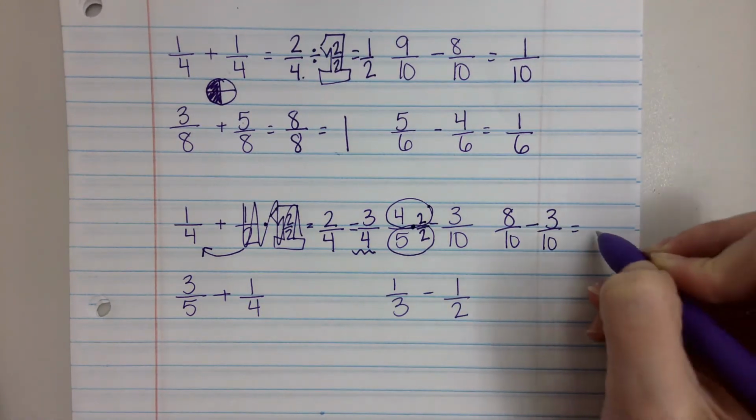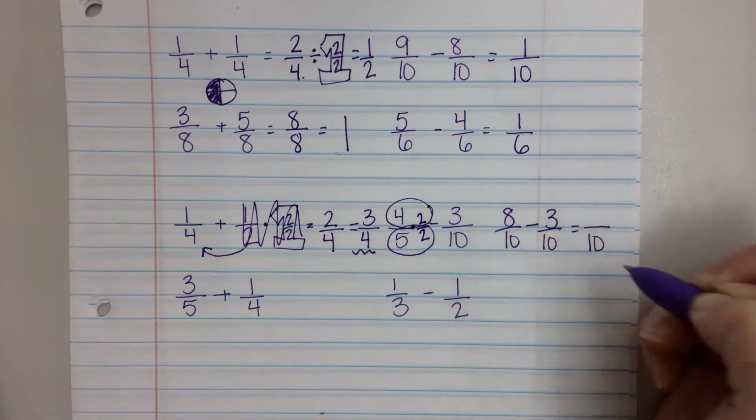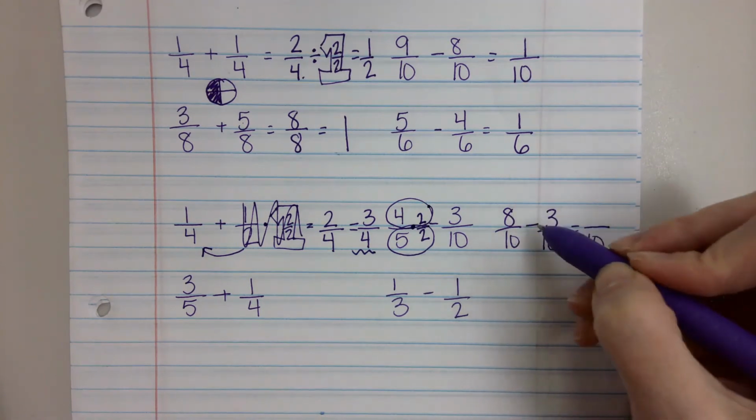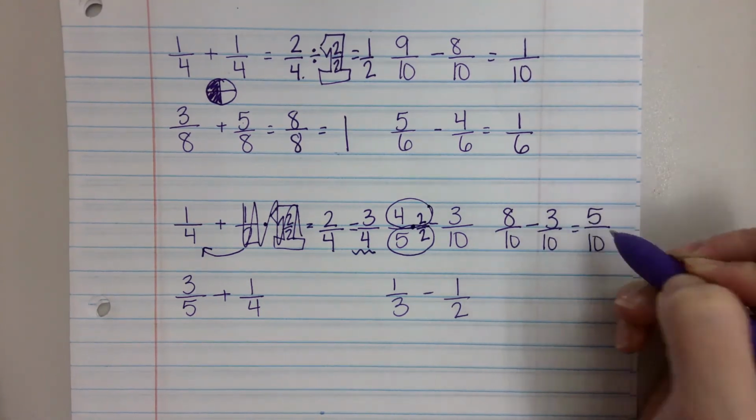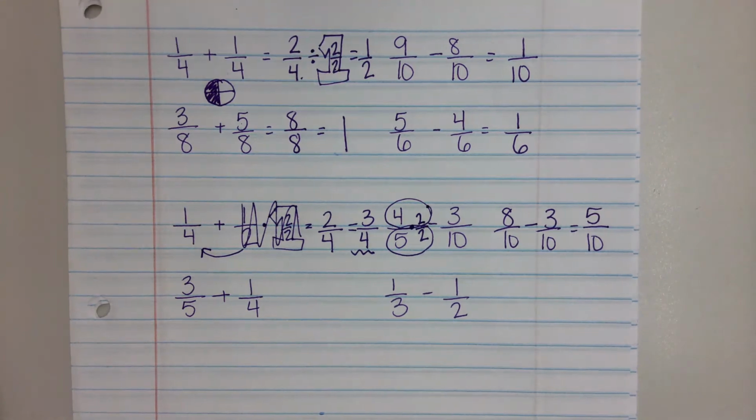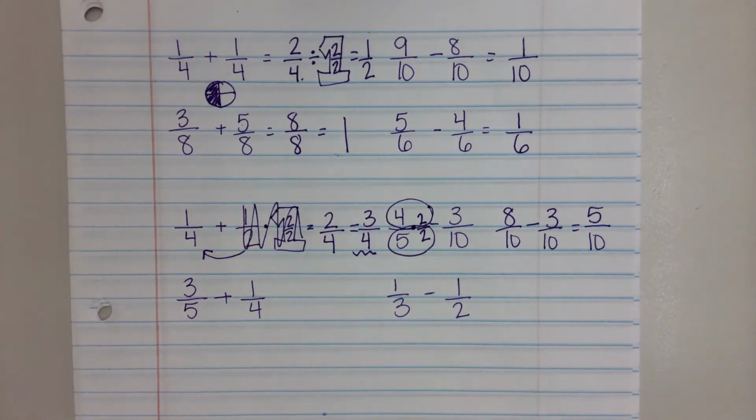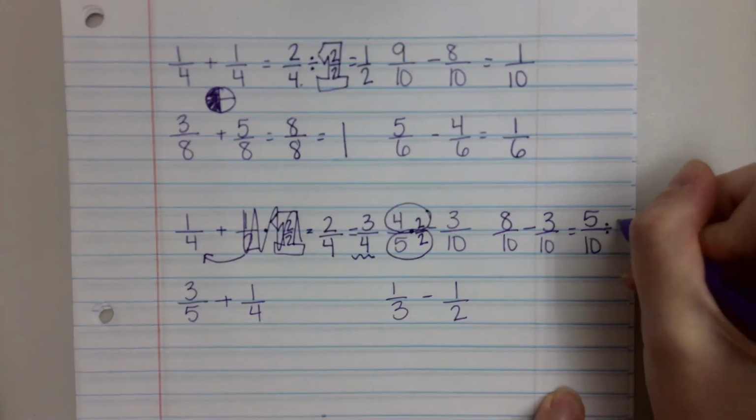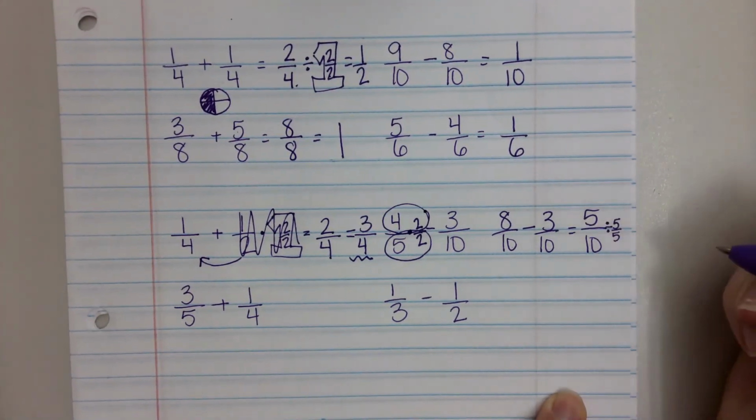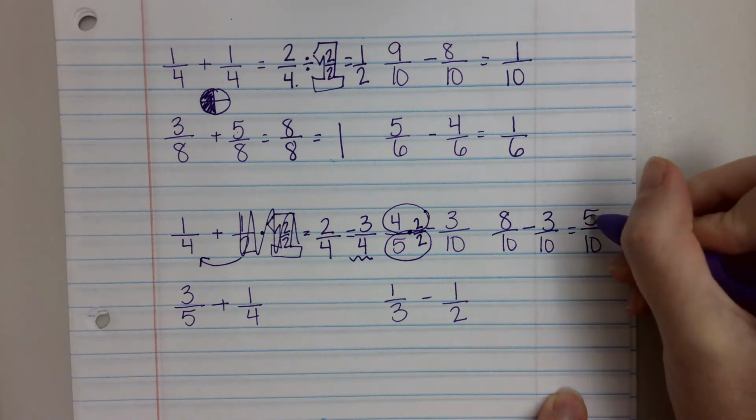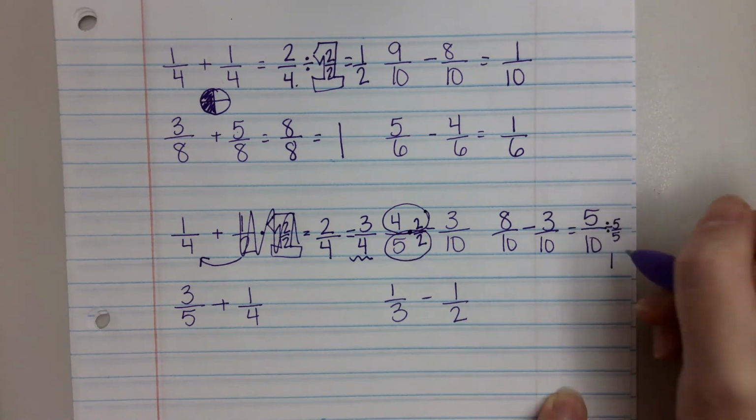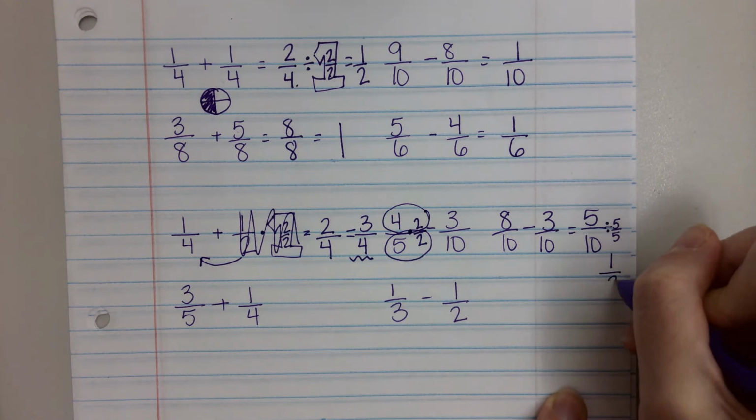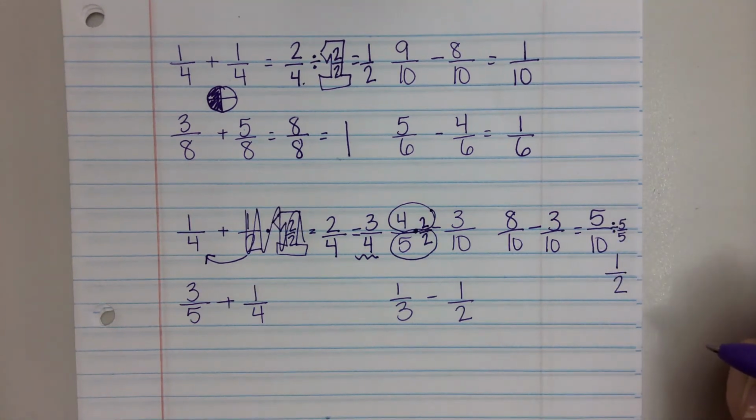Just going to write everything again over here just because it's a little bit squished. All right, so now we can keep our denominator. And then we'll do 8 minus 3, which is 5. Ooh, we can simplify that one. We can divide by 5/5. 5 divided by 5 is 1, and 10 divided by 5 is 2. So 1/2 would be our final answer.